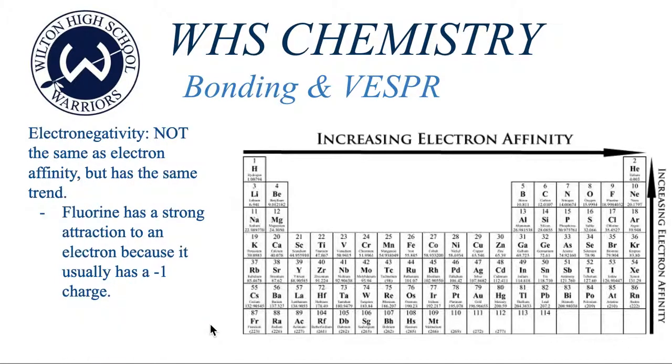So next is electronegativity. So it says electron affinity here, but you don't have to really worry about that because they have the same trend, but they have a different definition. So electronegativity is the ability for an element to attract an electron or an atom. So for example, fluorine is a commonly used one because it is the most electronegative on the periodic table because, like I said in the last slide, it generally has a -1 charge. So it attracts that electron a lot because it wants to get that -1 charge and gain that electron.